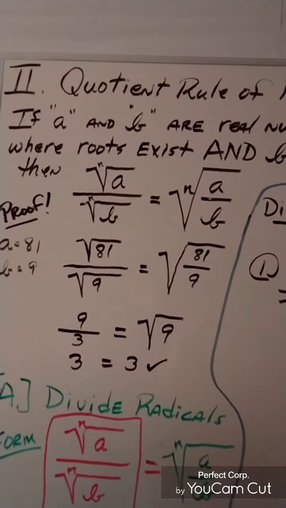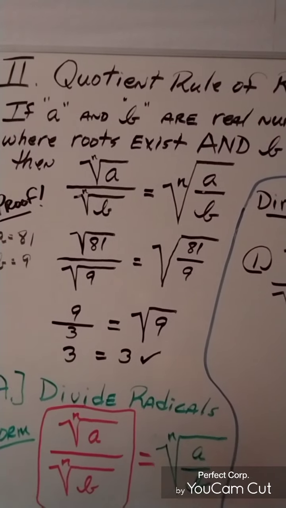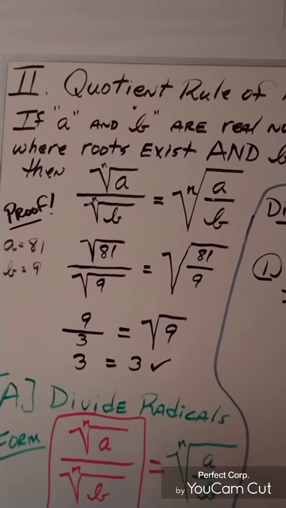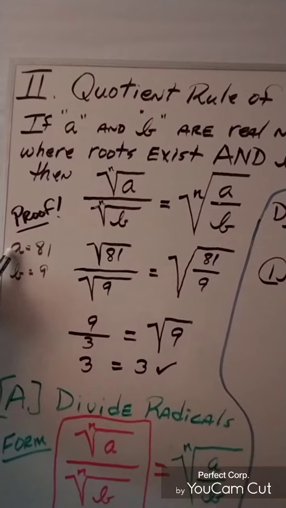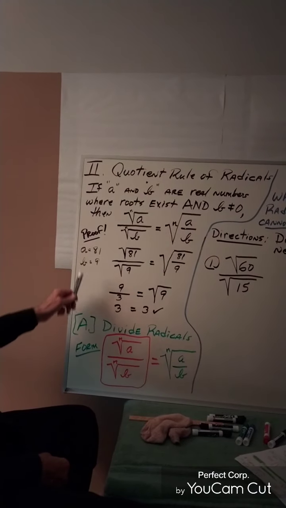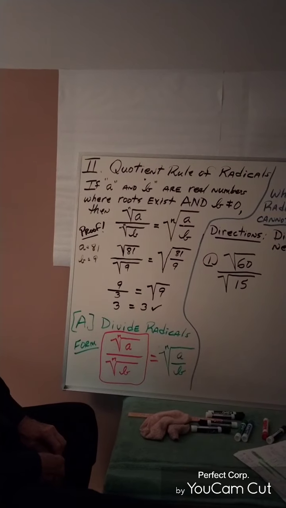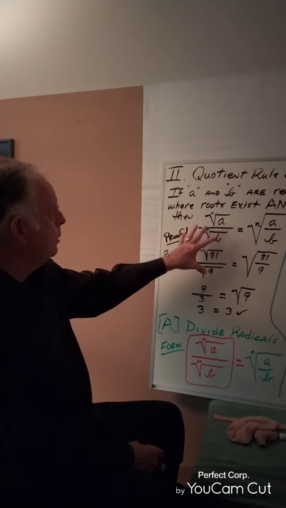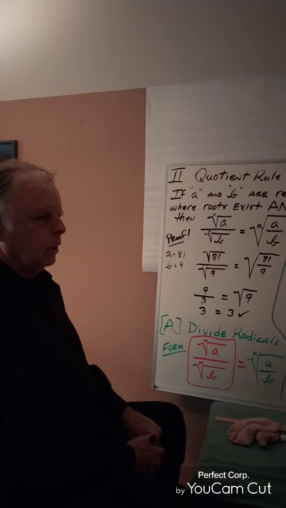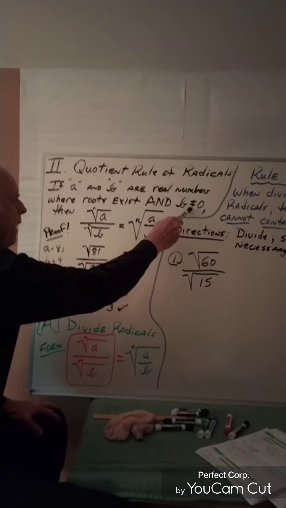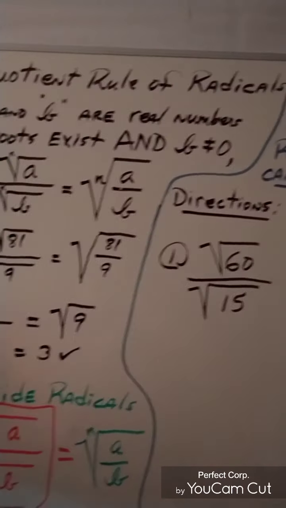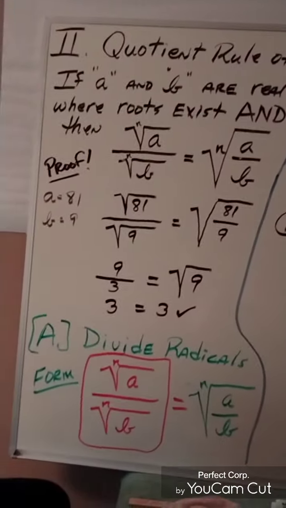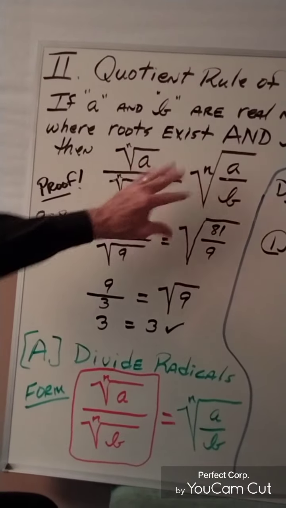Now, all you're looking at are variable expressions right there. But we want to prove this rule again, so we're not just asking you to accept it. Let's say the value of A is going to be 81. Let's say the value of B is going to be 9. Remember, A and B can be any numbers just as long as the roots exist, with only one restriction. The value of B cannot be 0, and the value of B is not 0. So let's plug the 81 and the 9 respectively into this equation.